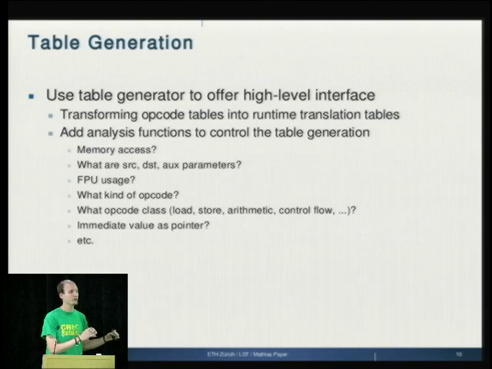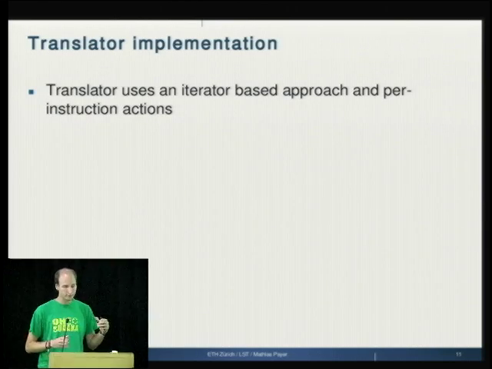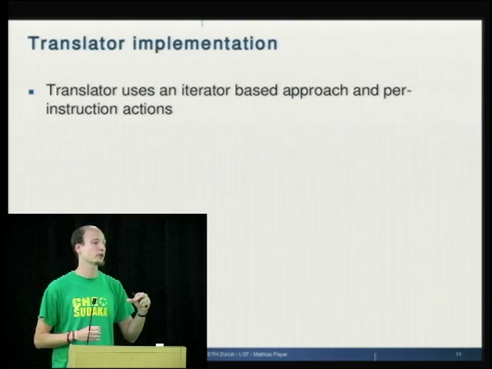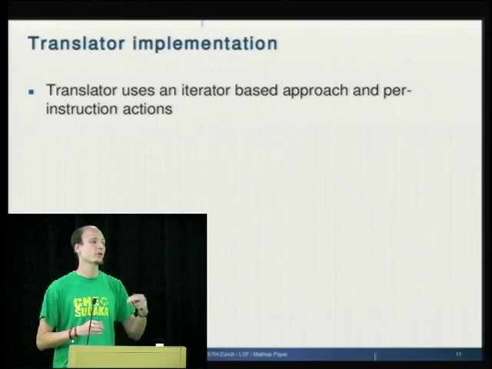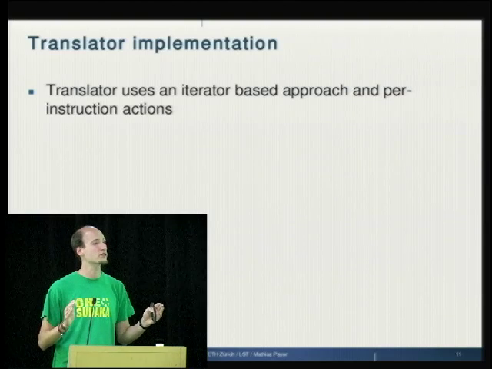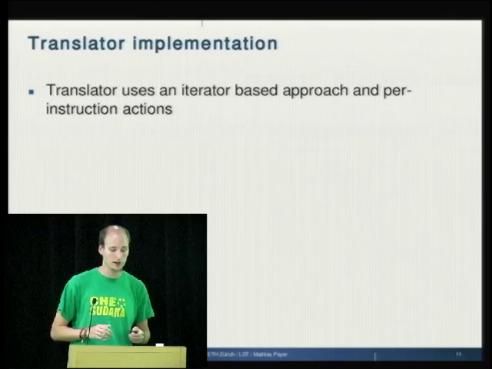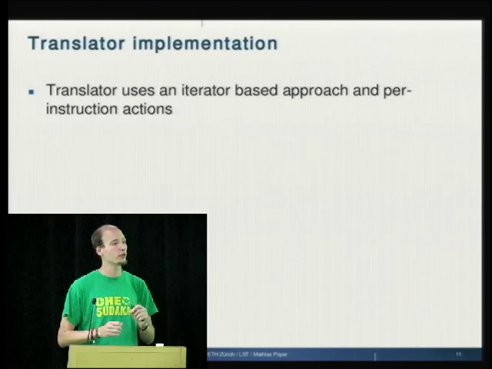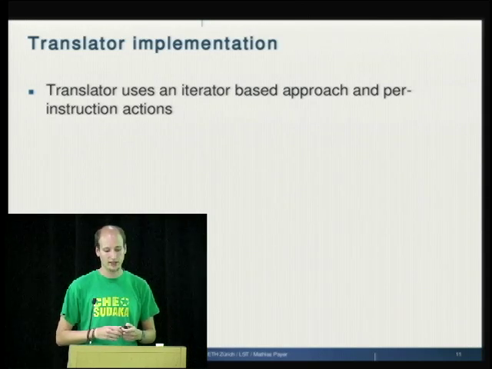We have the high-level interface, and we're going to now move over to the runtime interface. The translator uses an iterator-based approach. Whenever we execute code that we have not yet translated, we start that iterator and iterate through every single instruction. We decode the whole instruction, even if it's multiple bytes long, and execute a specified action for that individual instruction that is specified in the earlier translation table that has been generated.